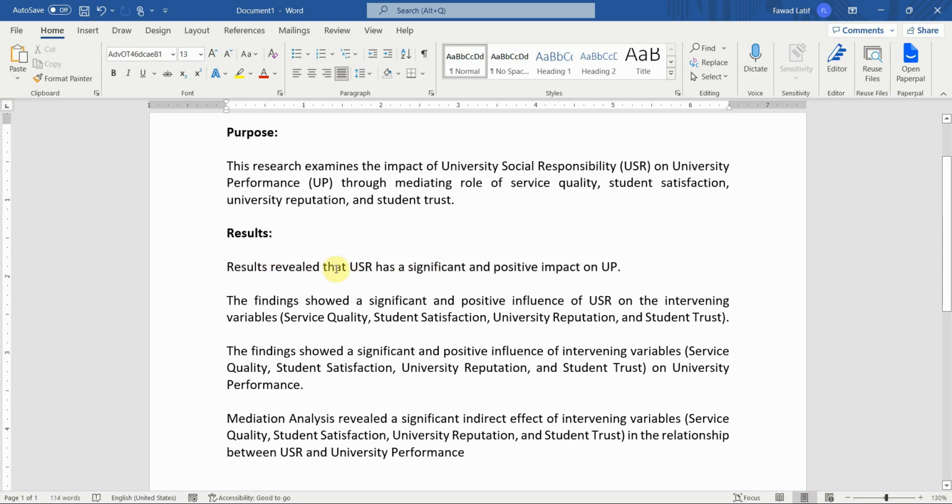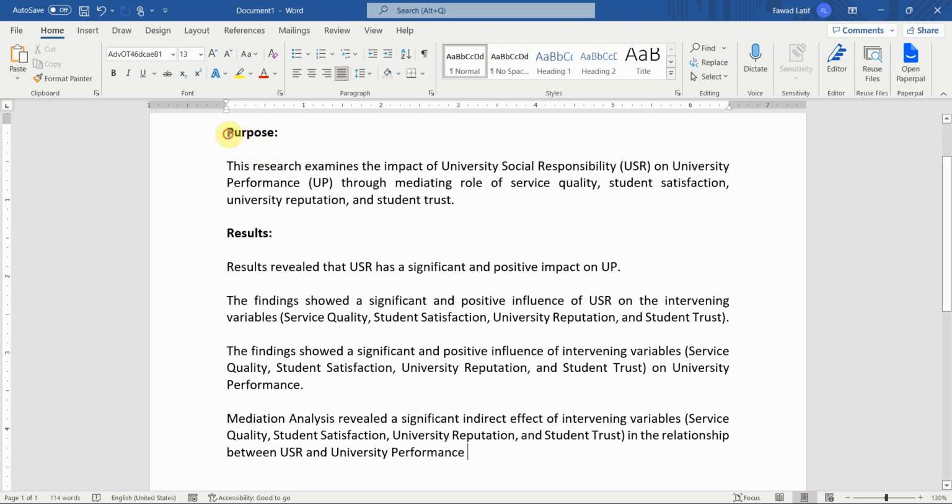Okay, the results revealed USR has a significant impact on UP, university performance. Here is UP explained, or the full form of UP. A significant impact or positive influence of USR on the intervening variables. Now here are your intervening variables. The findings showed a significant and positive influence of intervening variables on university performance. And finally, your mediation analysis as well. So the results for mediation analysis. Now, if you have moderator or control variables, you can include those as well.